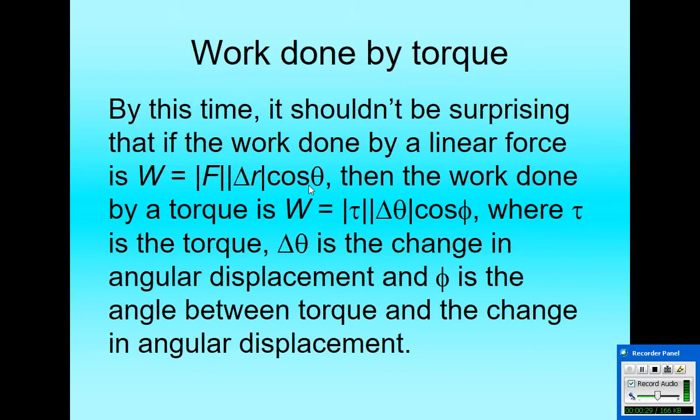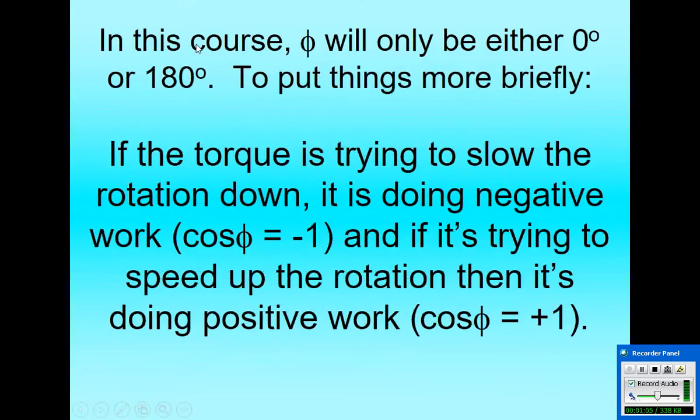If we look at the angular variables, instead of force, we have torque. Instead of change in displacement, we have change in angular displacement. And then we have a final factor that I call cosine phi. This is a very general term, but in this class, we are only going to look at two different situations. So really what you're going to need is work in rotational motion is equal to torque times change in angular displacement. And then you need to check one other thing.